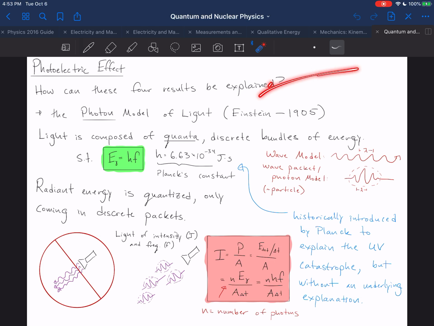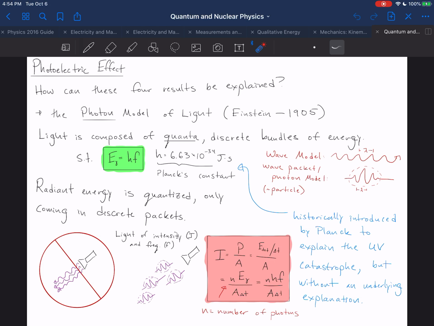And the answer is, as you might have guessed, the photon model of light. This is from Einstein in 1905, who initially characterized this using Planck's initial idea, but he really expanded on it, described what was going on, and gave a model for what is happening. He said that to explain the photoelectric effect, we can appeal to a model in which light is composed of quanta, discrete bundles of energy, where a quantum is a packet. Discrete means not continuous. So a little chunk, a particle in this particular case.